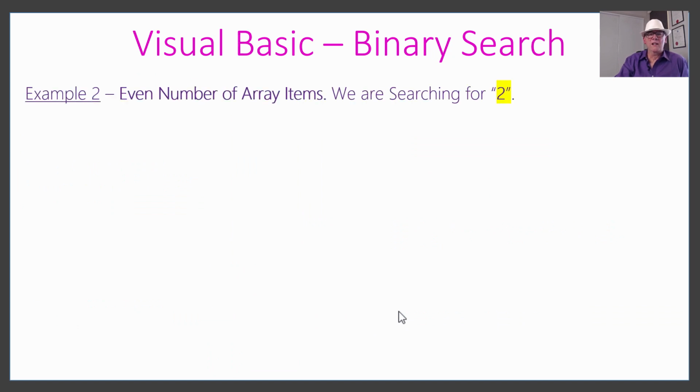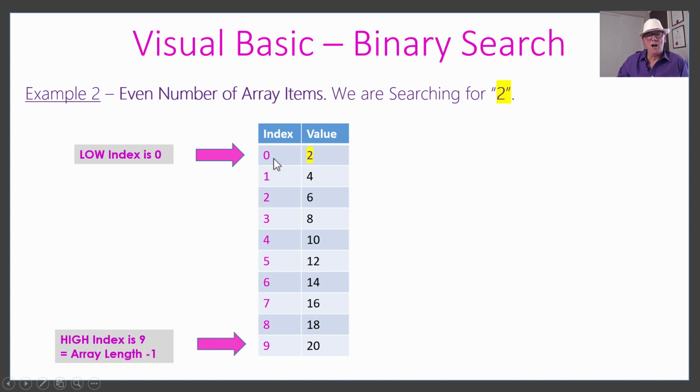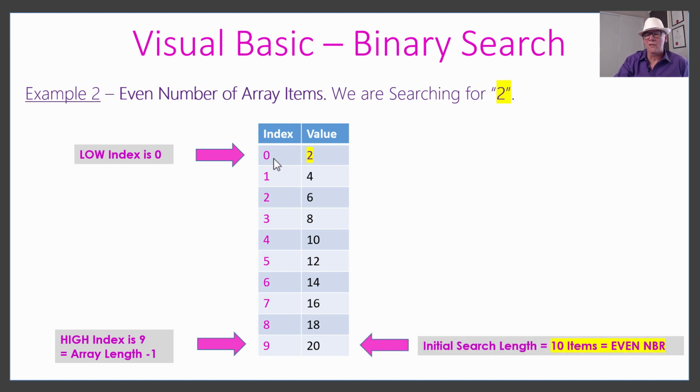Now, let's look at a second example where we've got an even number of array items and we're searching for the value 2, because this gets a little bit trickier. Here we've got just the even numbers: 2, 4, 6, 8, 10, 12, 14, 16, 18, 20. So we've just done the first 10 even numbers, but because of Visual Basic, the first index, or the first box that things are stored in, is box number 0, and the last one is number 9. And you're thinking, 9? But hang on, there were 10 of them. Remember, you do the length of the thing minus 1. You should be getting really used to that at the moment.